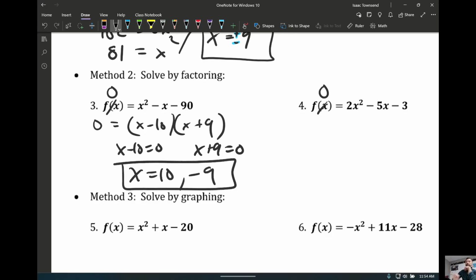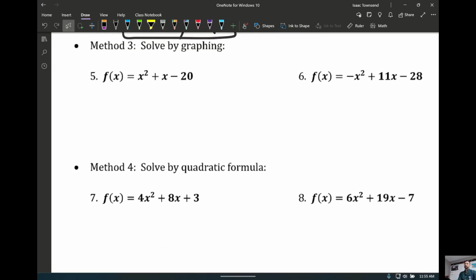It's a quadratic, so you should have 2 answers. Okay, and again, in a minute, I'll ask you to try question 4, doing the same thing.